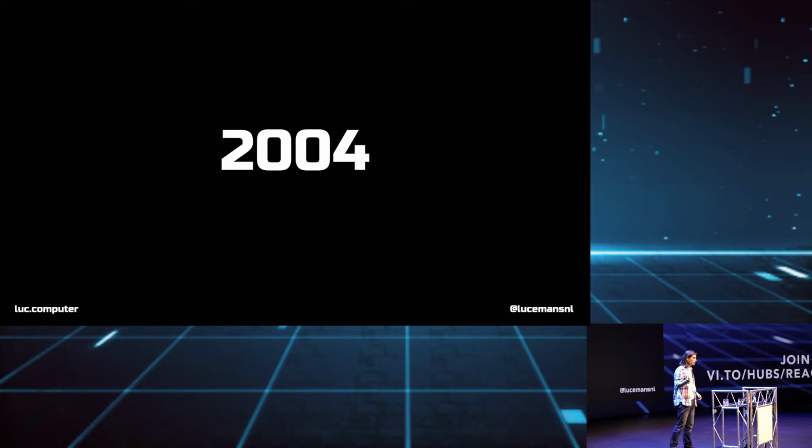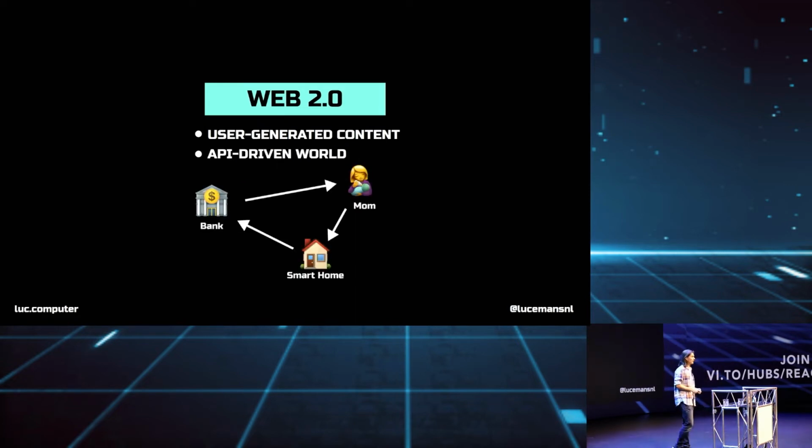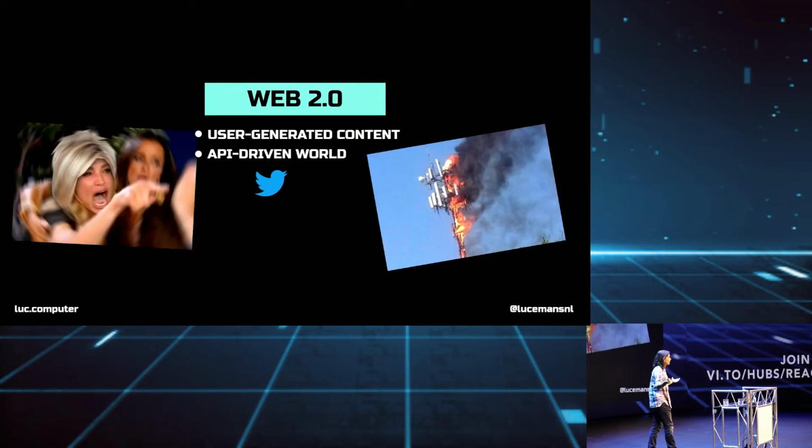So come 2004, which we later denounced the beginning of Web 2. Web 2 had a focus on user-generated content. Bob could now talk to the World Wide Web. I think that was from before I was born. No, I'm joking. And second of all, it would be an API-driven world, where your mom could talk to your smart home, could talk to your bank, could talk to your mom. Please don't tell my mom about my finance. I spent way too much money on AliExpress. Anyhow, and then later we realized that, with the great efforts of Twitter and Twitter bots and everything, maybe it wasn't such a great idea to let your neighbor Karen on the internet.